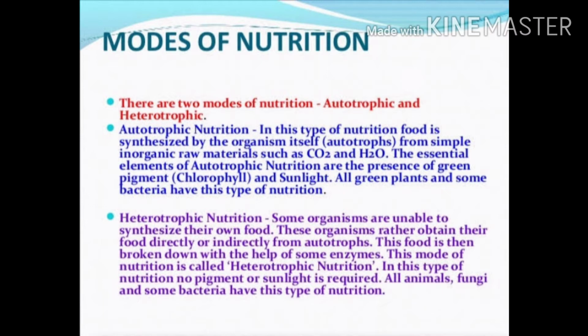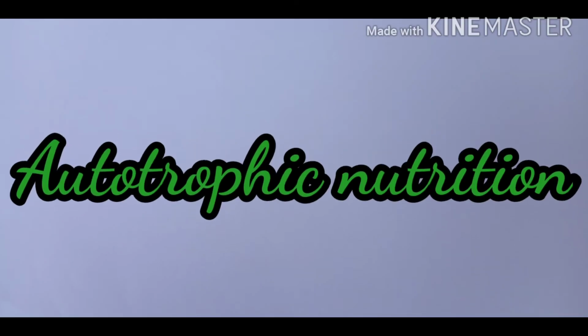In the case of heterotrophic nutrition, some organisms are unable to synthesize their own food. These organisms rather obtain their food directly or indirectly from autotrophs. This food is then broken down with the help of biocatalysts called enzymes. In this type of nutrition, no pigment or sunlight is required. All animals, fungi, and some bacteria have this type of nutrition. So let us start with autotrophic nutrition first.